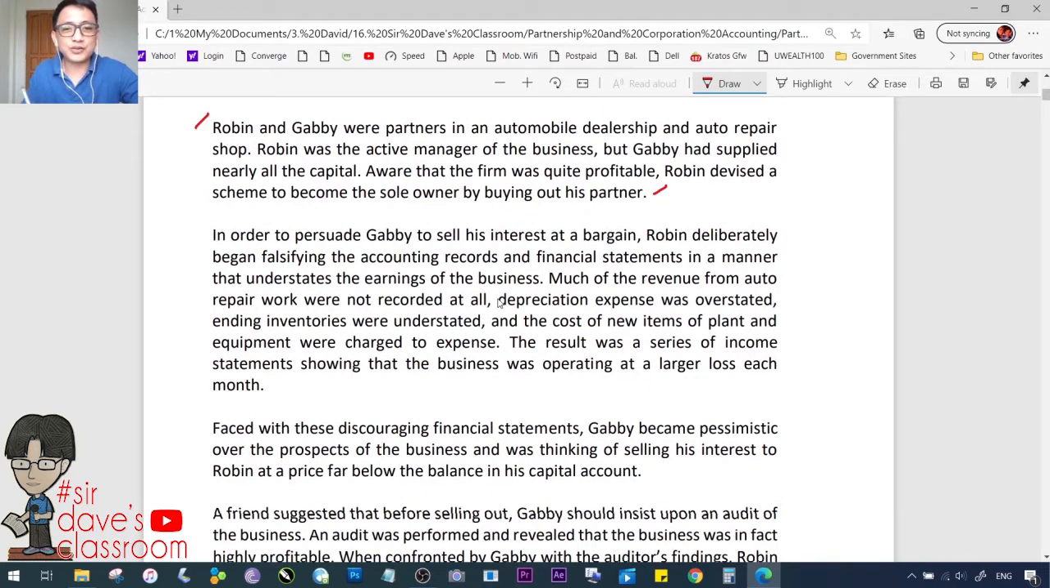In order to persuade Gabby to sell his interest at a bargain, naisipan niya to deliberately begin falsifying the accounting records and financial statements in a manner that understates the earnings of the business para mawalan ng gana si Gabby. Ayan. Nako po. Much of the revenue from auto repair work were not recorded at all. Depreciation expense was overstated.